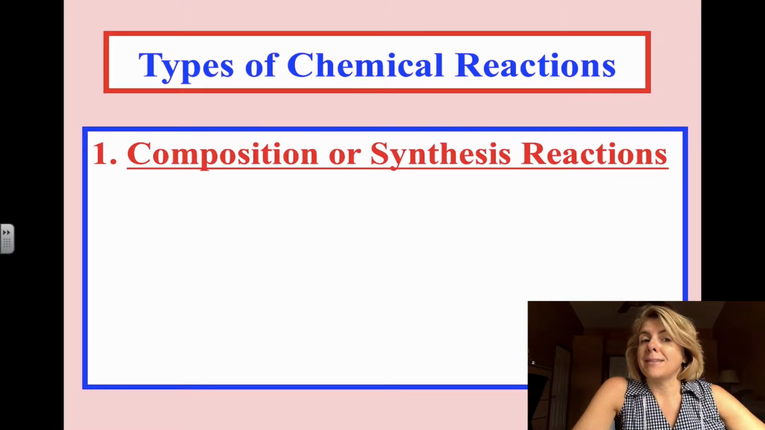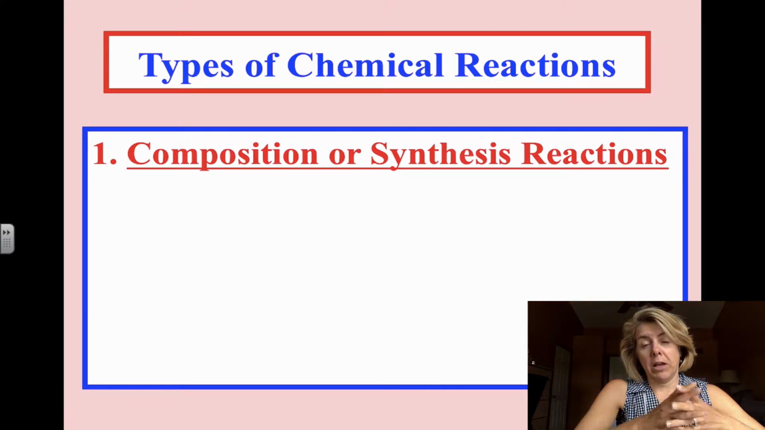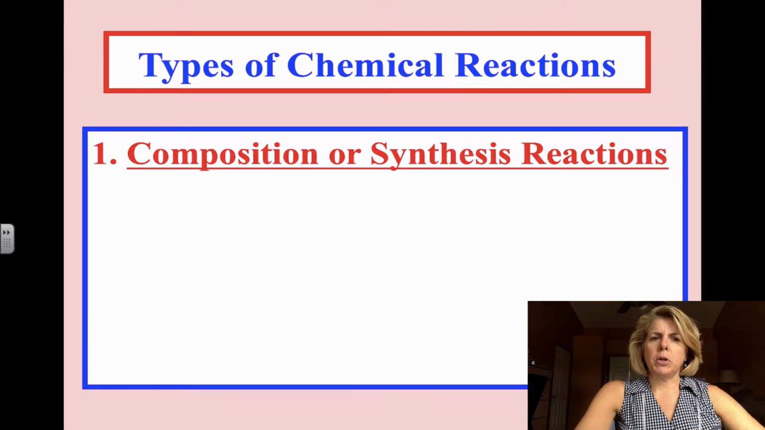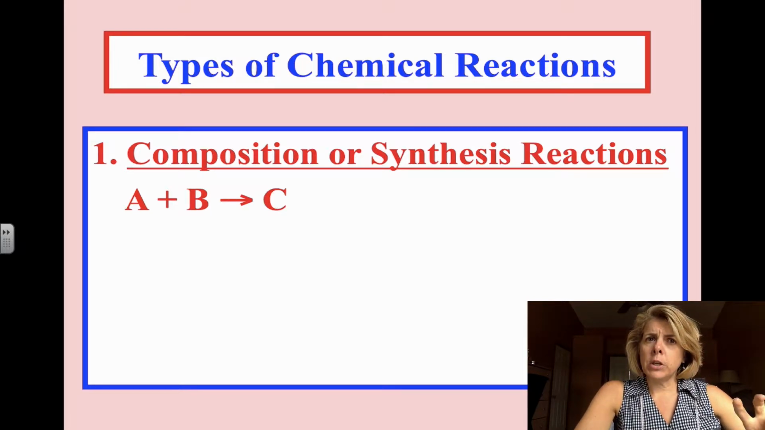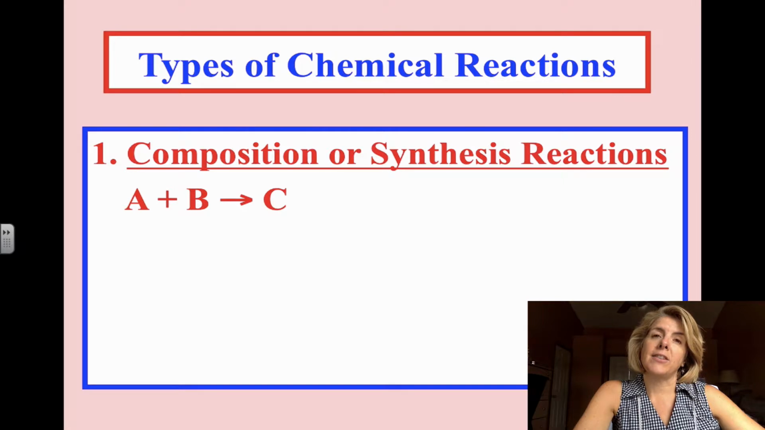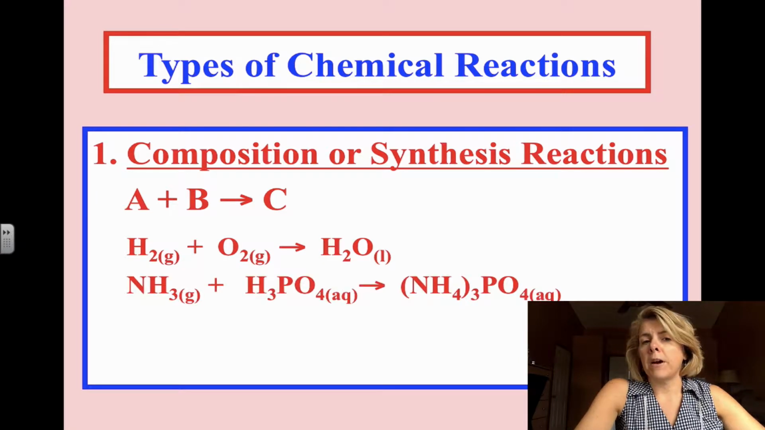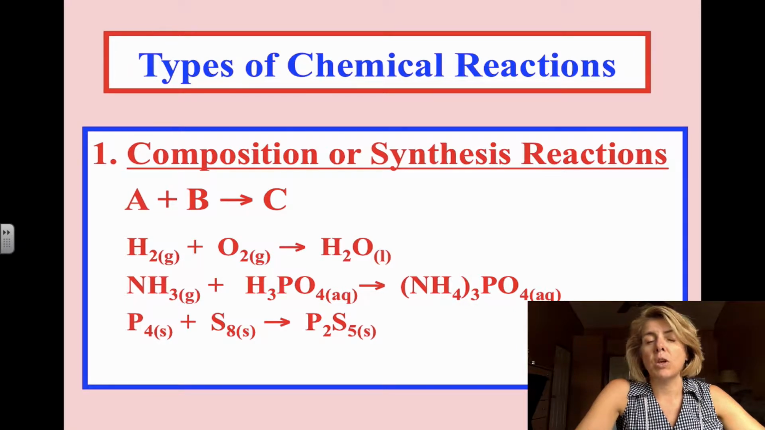The first type is composition or synthesis. So when you're baking chocolate chip cookies, you're taking several ingredients and combining them together into one cookie. Very similar with composition or synthesis. Notice that you have two or more reactants and together they form one product. So whenever you see one product listed on the right, you're going to identify it as a composition or synthesis reaction. All of these reactions have only one product.